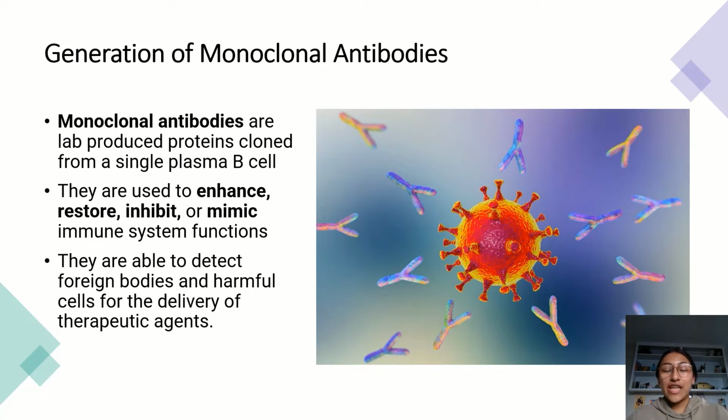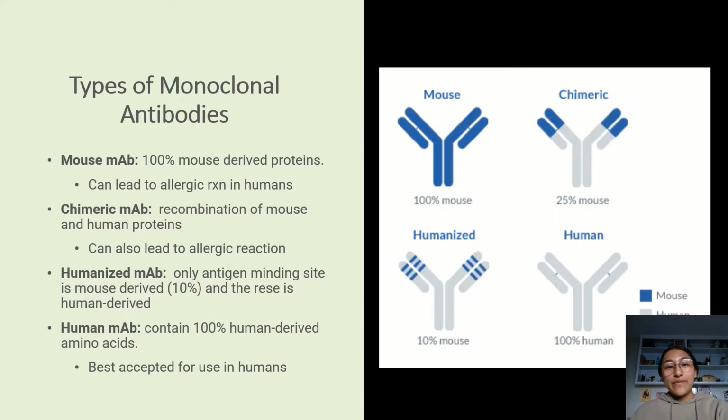Monoclonal antibodies are lab-produced proteins cloned from a single plasma B cell. They are used to enhance, restore, mimic, and inhibit immune function. They're mostly used for the delivery of therapeutic agents. There are 4 types of MABs. Mouse and chimeric MABs cause allergic reactions in humans, so only humanized and human MABs are accepted for clinical use.